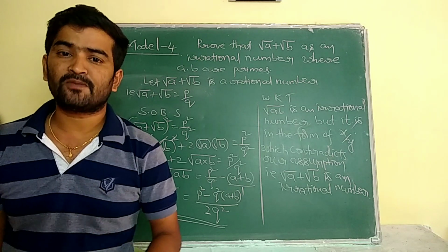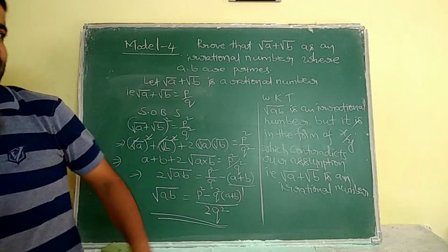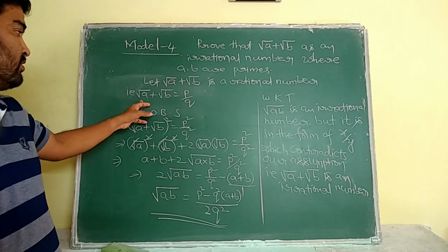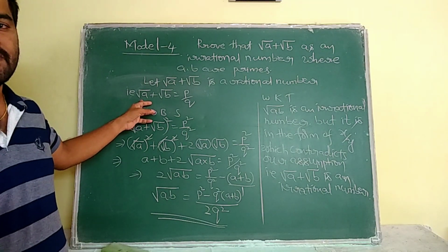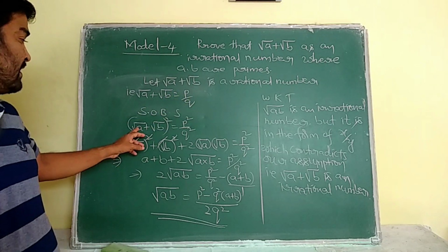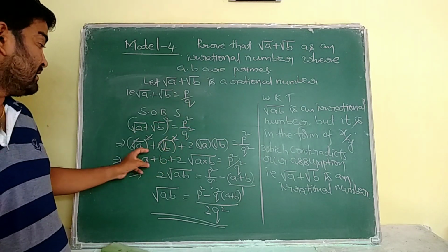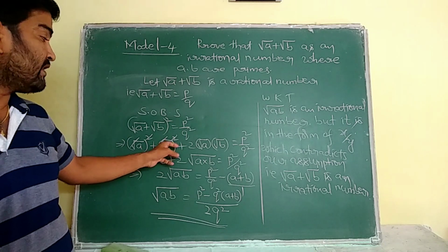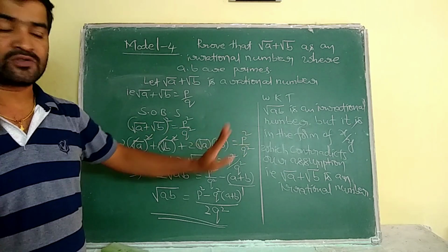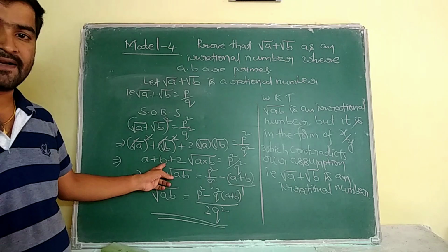For example, suppose we are asked to prove root 5 plus root 7 is an irrational number. Then we simply assume that root 5 plus root 7 is a rational number, so we write root 5 plus root 7 as some p by q. Root 5 plus root 7 whole square is equal to p by q whole square. So root 5 whole square plus root 7 whole square plus 2 into root 5 into root 7 is equal to p square by q square. This is 5 plus 7, which we may write directly as 12.